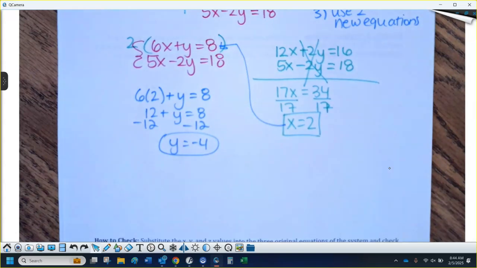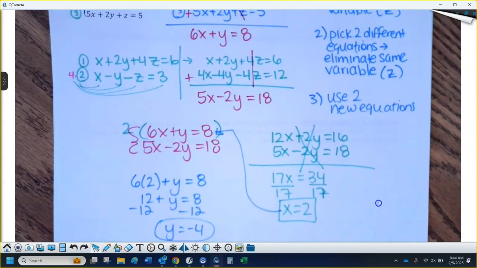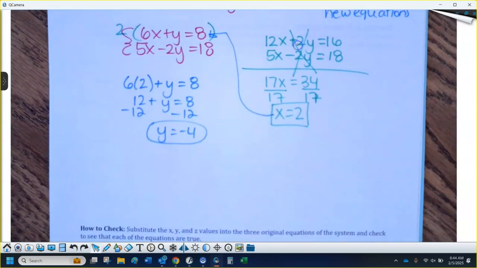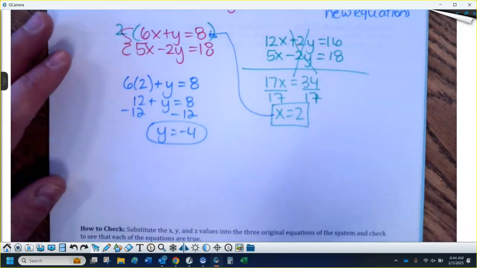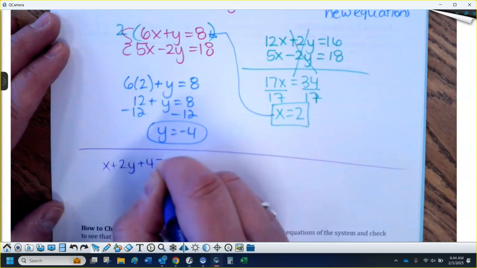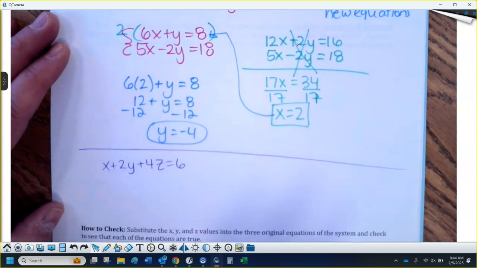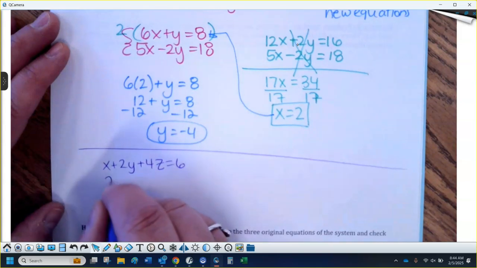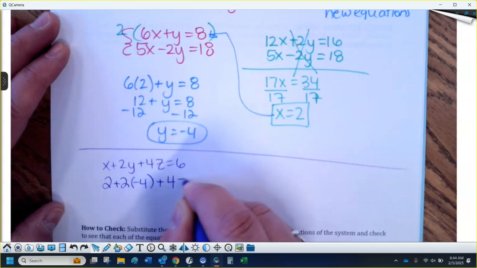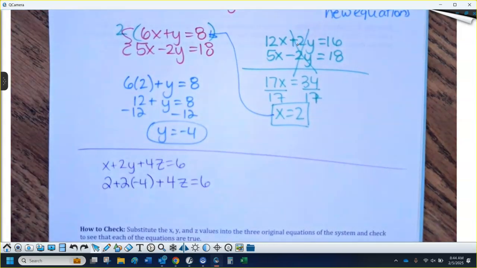Now, the only thing that's different, now I've got two of the variables, I just had a third variable, but if you go back to any one of the equations in that original system, here I'll tell you what, I can't get this on the page very well. I'm just going to copy the very first equation in the system. The first equation in the system was x plus 2y plus 4z is equal to 6. Now I know x is 2 and I know y is negative 4. So I just plug both of those into any one of the three equations in the original system. Once you do that, the only variable should be z. That's the only one we don't know.